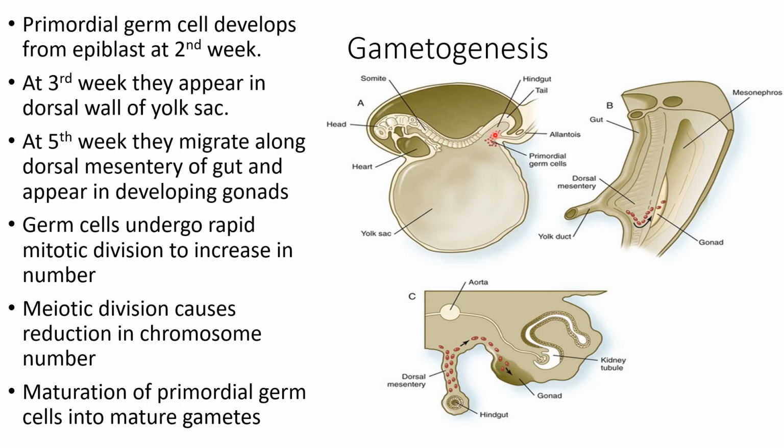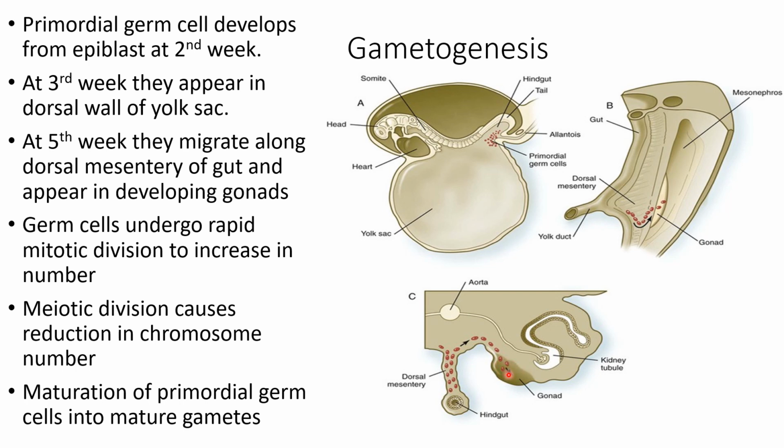After that, these germ cells will migrate to the dorsal mesentery of the developing gut. Okay, so at fifth week, they will migrate from the dorsal mesentery of the developing gut into the developing gonads. By the end of fifth week, the primordial germ cells will appear in the developing gonads. In case of males, they will appear in testes. In case of females, they will reach the cortical region of the ovaries.